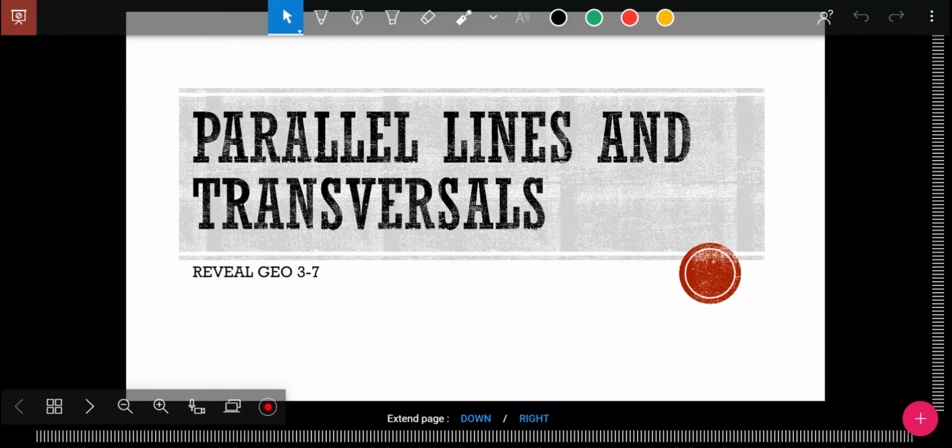All right, today's section is going to have a lot of vocabulary to it. It's going to have a lot of important notes in it. And so get prepared for that. It is from Module 3, Section 7 on parallel lines and transversals.